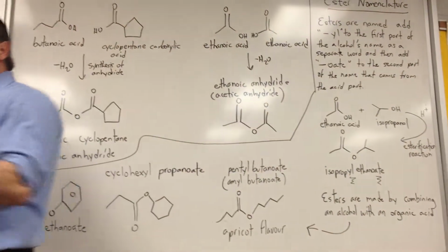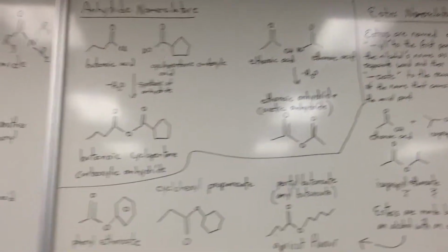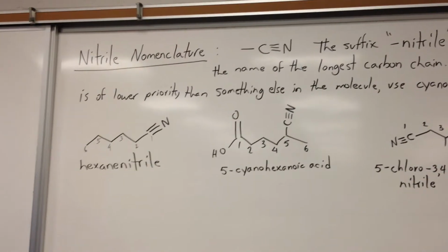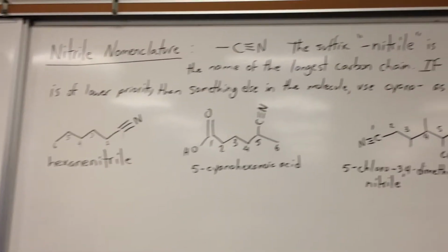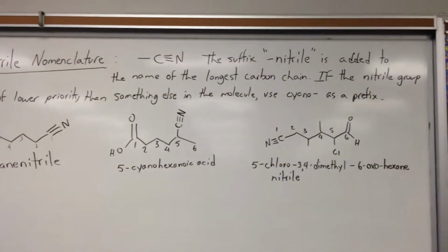Continuing with nitrile nomenclature over here. The suffix nitrile is added to the name of the longest carbon chain. If the nitrile group is of lower priority than something else in the molecule, then we use cyano as a prefix. So three examples. This is called hexane nitrile.